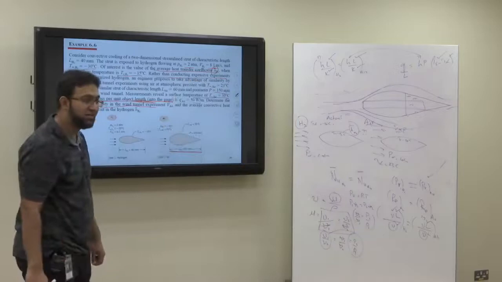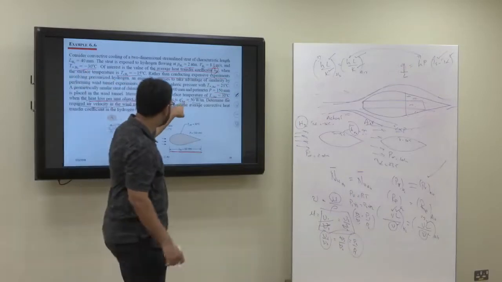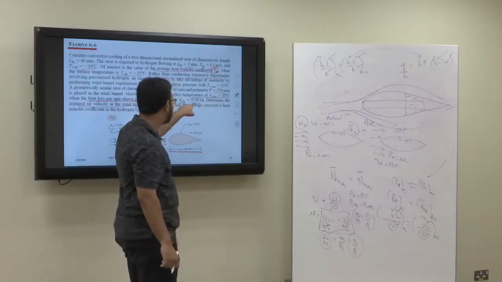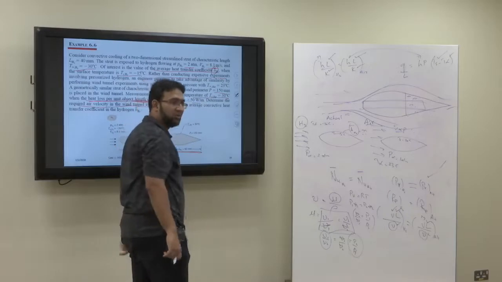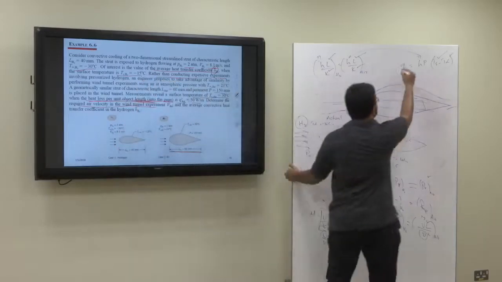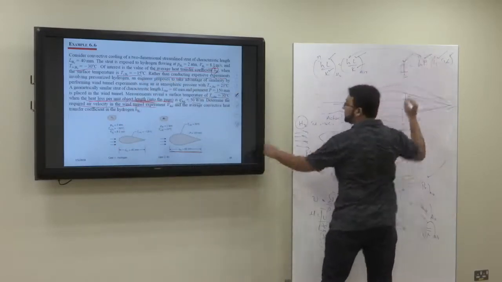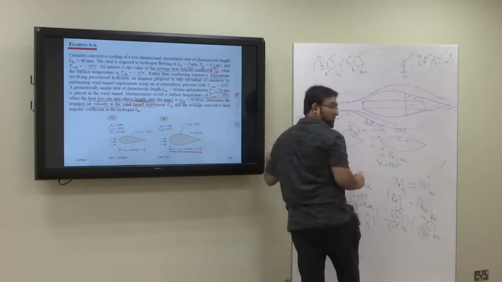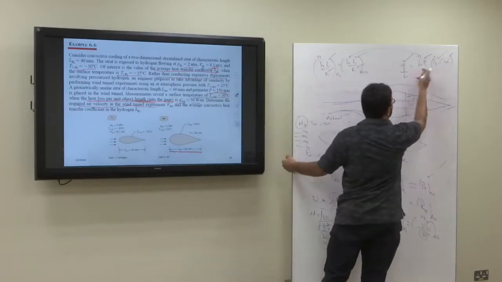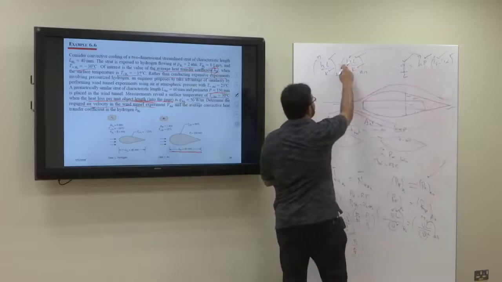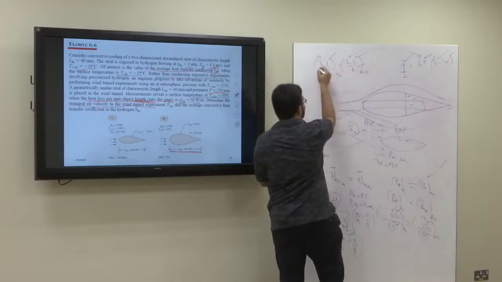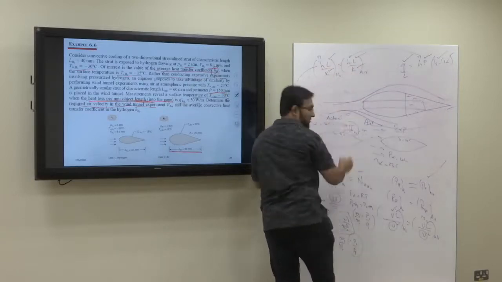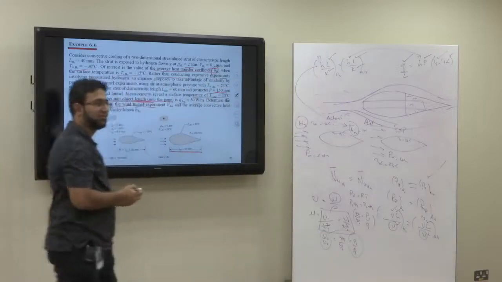Is it clear? We are already given what Q upon L is. This Q dash is basically Q upon L. See the unit: watt per meter. So this parameter is known. Once we find this H, we substitute here, and that was the objective. Is it clear?